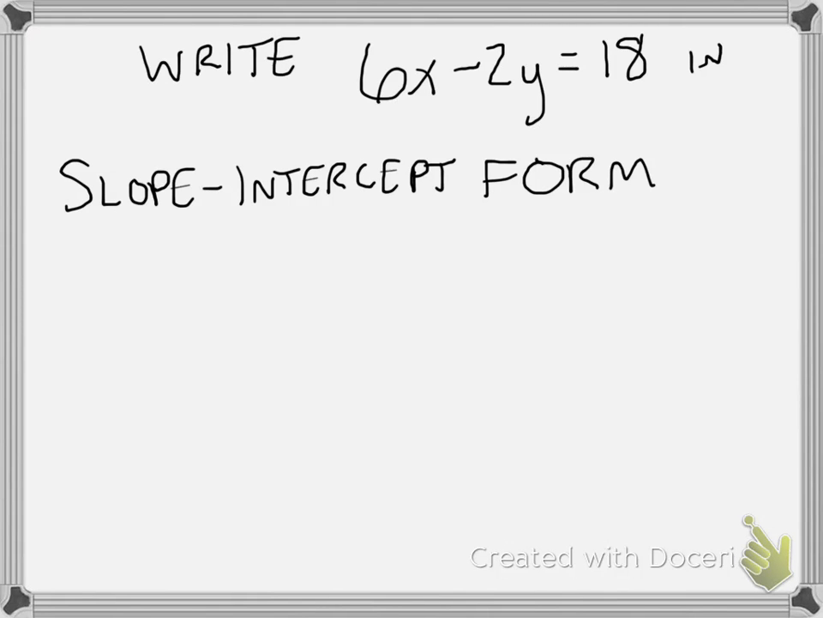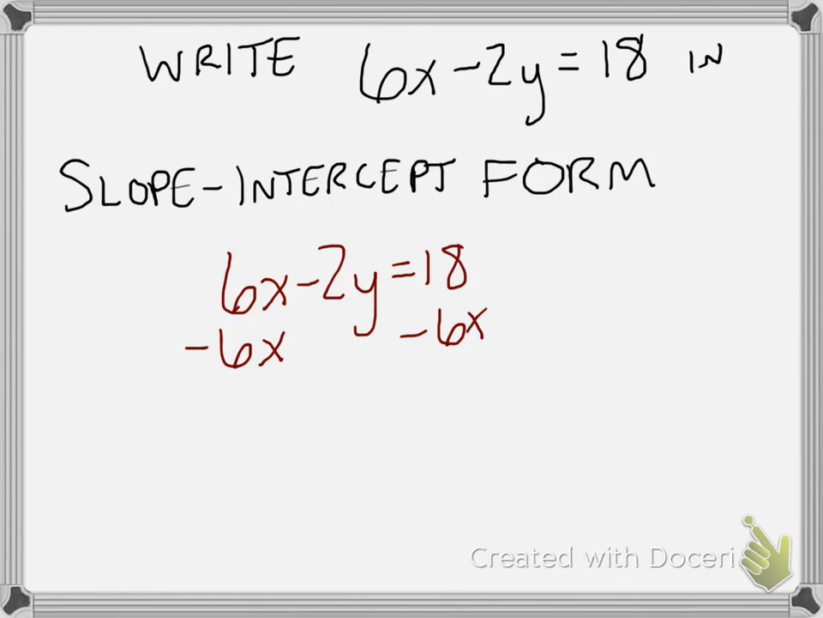Example 5 asks us to write 6x minus 2y equals 18 in slope-intercept form. Well, we're going to start with that equation, 6x minus 2y equals 18. And again, to get to slope-intercept form, I need to get y by itself. So the first step is to move the x over. X is positive, so I'm subtracting 6x from both sides, and I get negative 2y equals negative 6x plus 18.